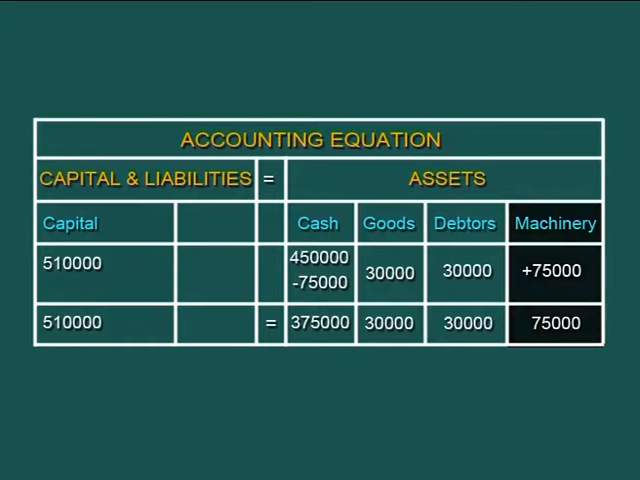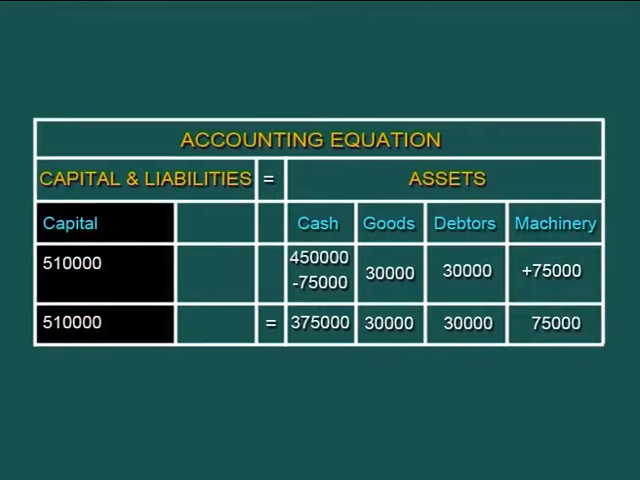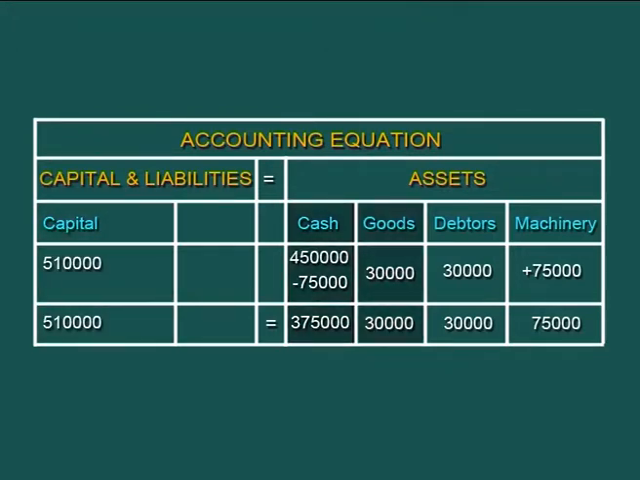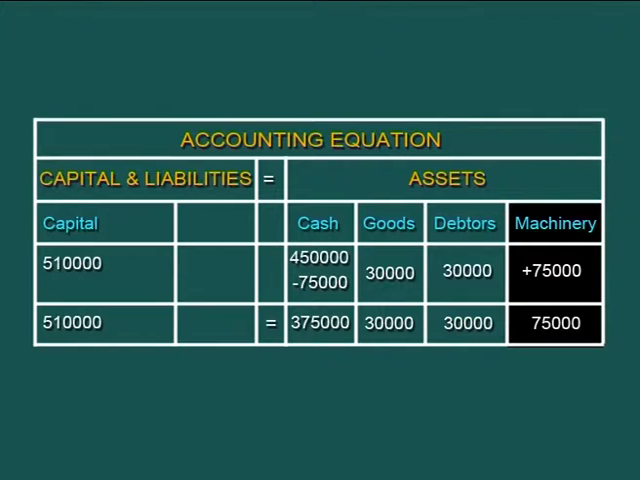So, what has happened? On one side capital is intact at 5 lakh 10,000 rupees, on the other side you can see we have cash 3 lakh 75,000, goods 30,000, debtors 30,000 and machinery 75,000, all totaling to 5 lakh 10,000 again. That means the equation is balanced.